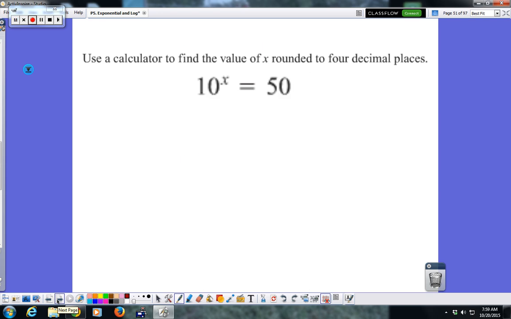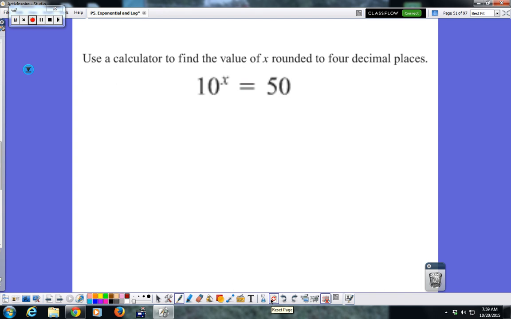We've already worked that type of problem, but now this is a little bit easier. 10 to the x power equals 50. There's nothing we can move over. Now, if there was a 5 out front, we would divide by 5 first, but there's not. 10 to the x power equals 50. All we can do is change forms.